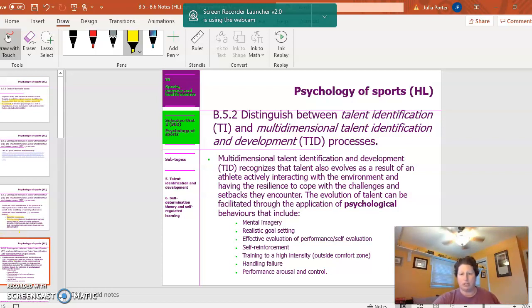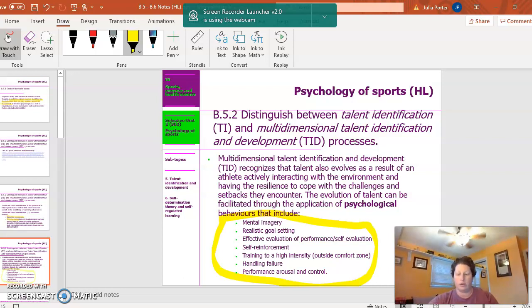Now, multidimensional gets a little bit crazier. All right, so multidimensional talent identification, it recognizes that talent evolves over time. All right, the evolution of talent can be facilitated through psychological behaviors. And the psychological behaviors are listed right here.